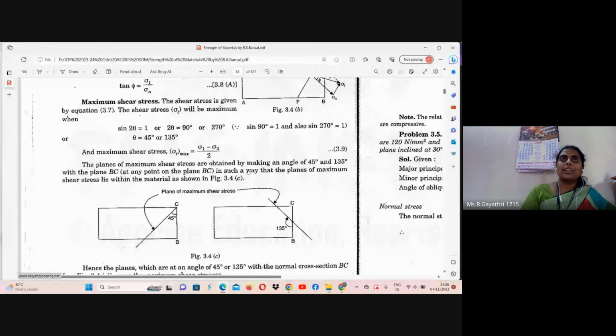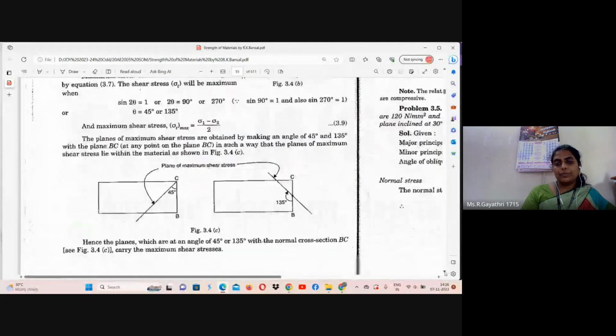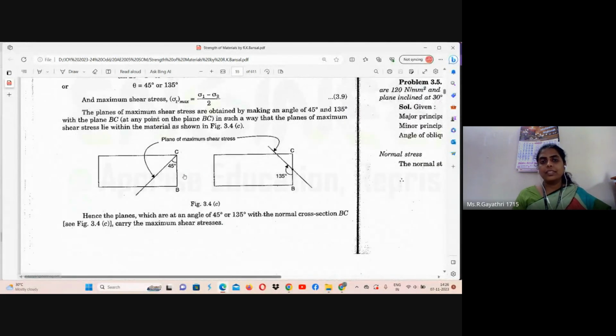Previously, I told in the previous case, sigma T max is sigma by 2. But here, sigma T max is equal to sigma 1 minus sigma 2 by 2. So the two planes where we can see maximum shear stress will be placed at an angle of either 45 degree or 135 degree from the vertical member.